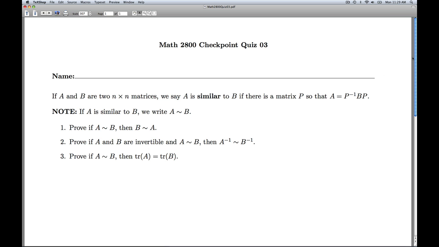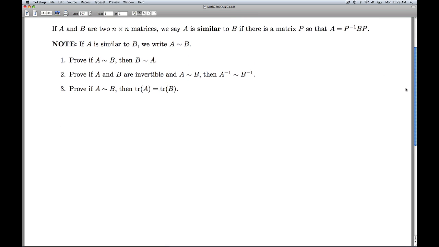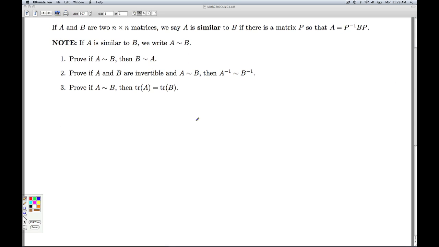Hi folks, this is Linear Algebra Checkpoint Quiz 3. We're given a new definition to play with. Given two n by n matrices, A and B, we say A is similar to B if there's some matrix P so that A equals P inverse BP. If A is similar to B, we write that using this notation. Okay?